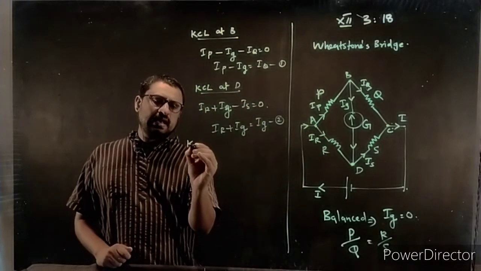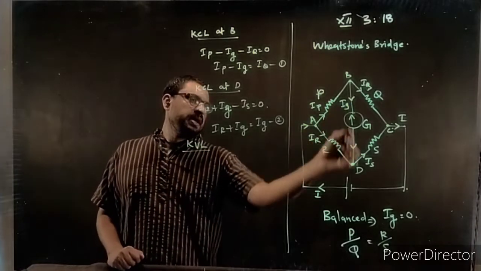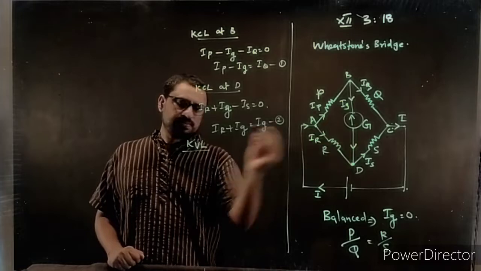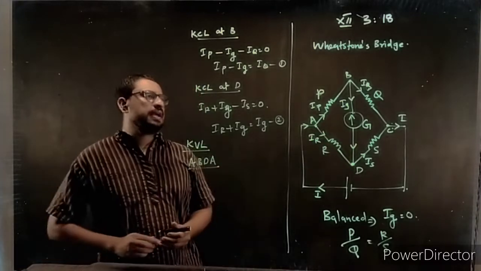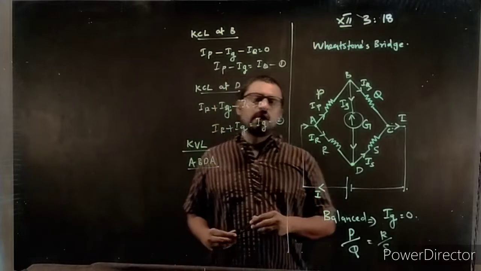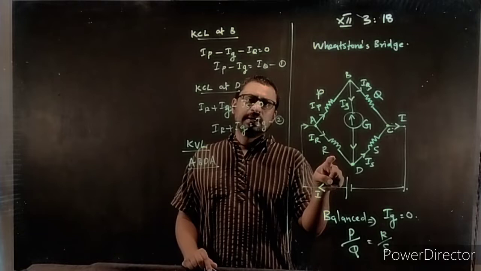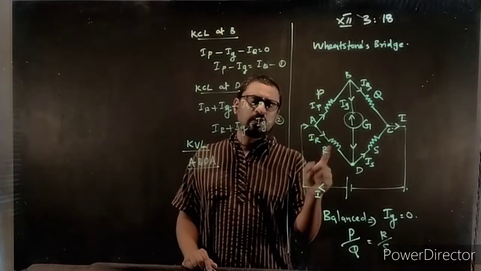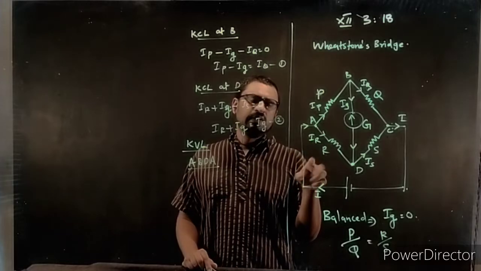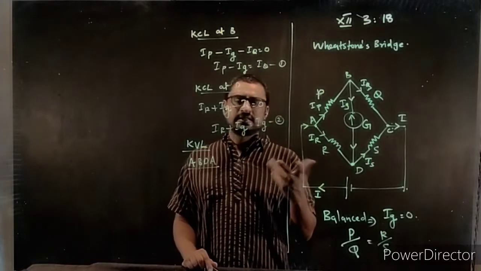So let's apply KVL first for the loop ABDA. Take the loop ABDA, and you have to remember the sign convention. You just imagine to traverse through the loop. IR along the direction of the traverse is positive, opposite to the direction is negative. If you meet the negative of the battery first, that EMF is positive. Okay, that is the case.